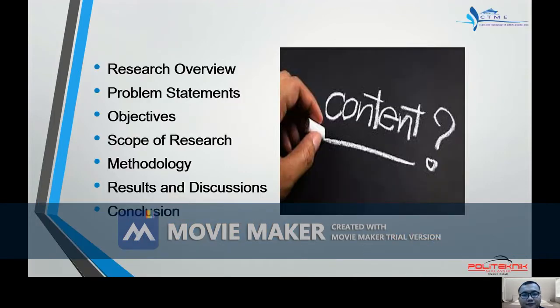In this slide, I'm going to talk about the research overview, problem statement, the objective of the studies, the scope of the research, the methodology, and then results and discussion, lastly the conclusions.